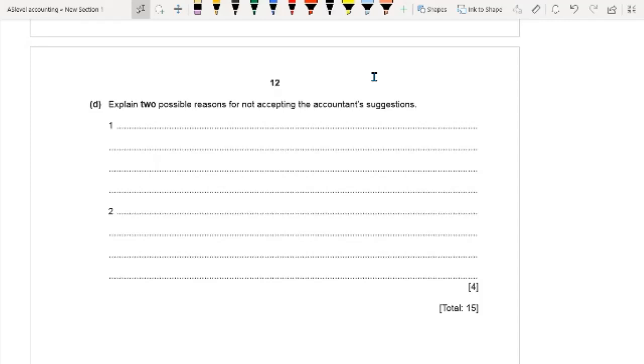And the second reason is that Rahul may feel that he does not need any more detailed information about the business and is satisfied with how the business operates and the rewards he receives, or does not have the time or skills to use an accounting software package. So these are the two simple reasons you can give.